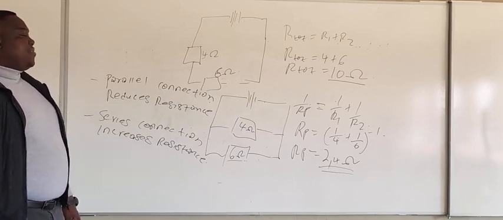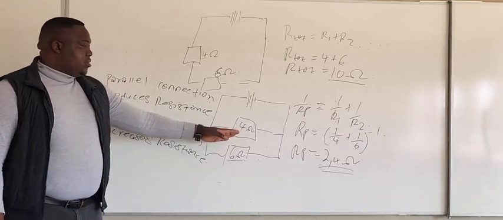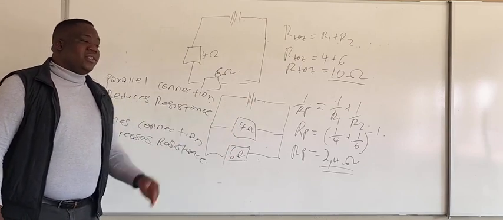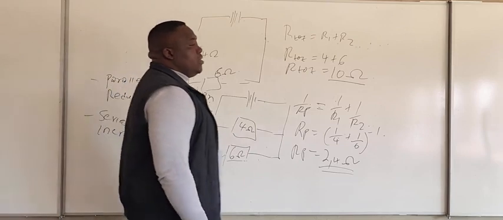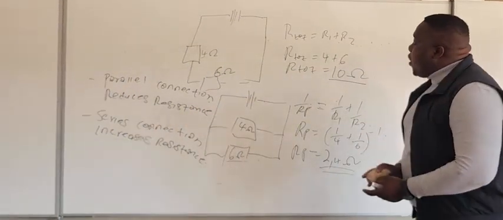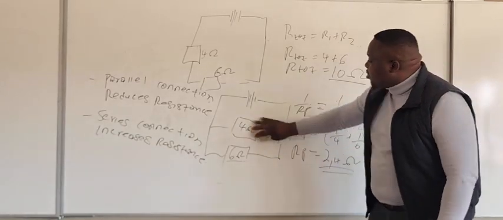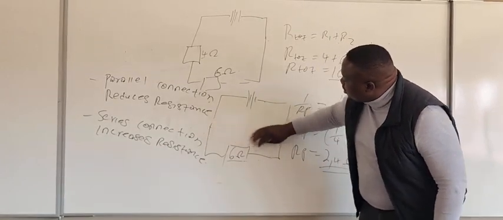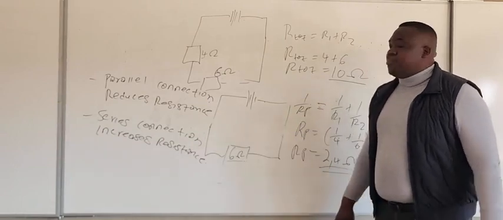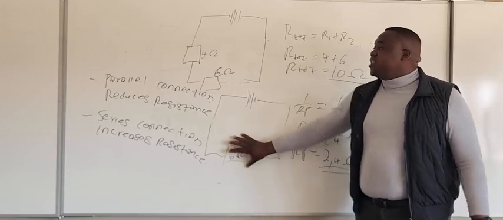You are going to be given a question. Let's say we have this question, and you are told that we have this electric circuit with 4 ohms and 6 ohms in parallel. Then they say that if the 4 ohm resistor is removed, what will happen to the resistance? Let us remove it. You can see the 4 ohm is removed. We have 6 ohms alone in the whole circuit, which is in series with the battery.